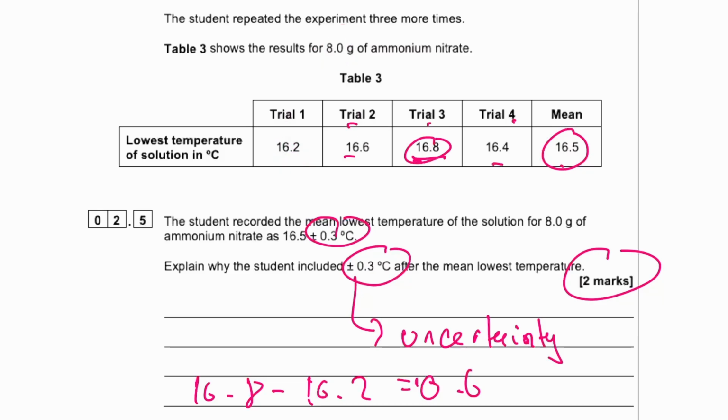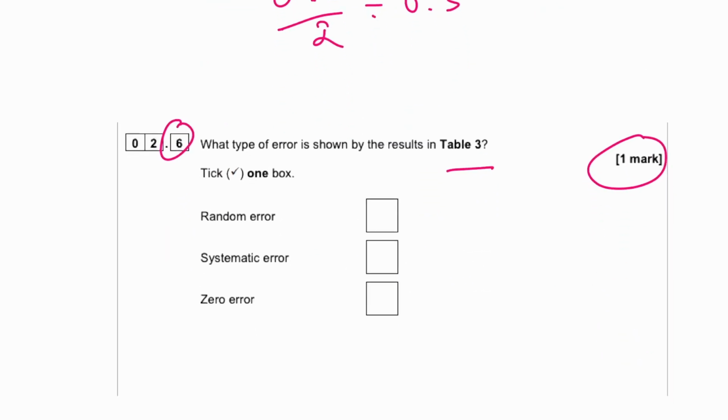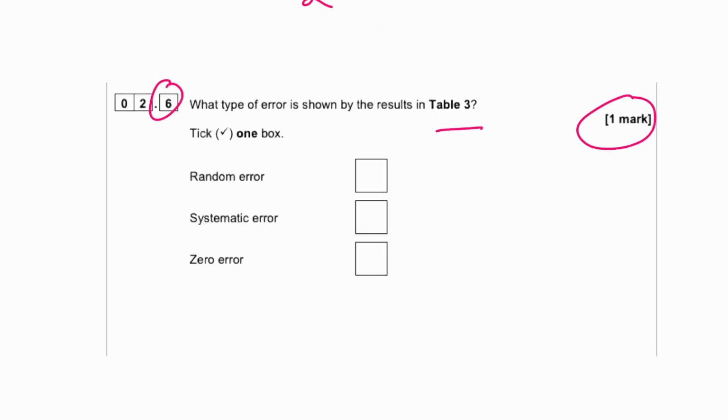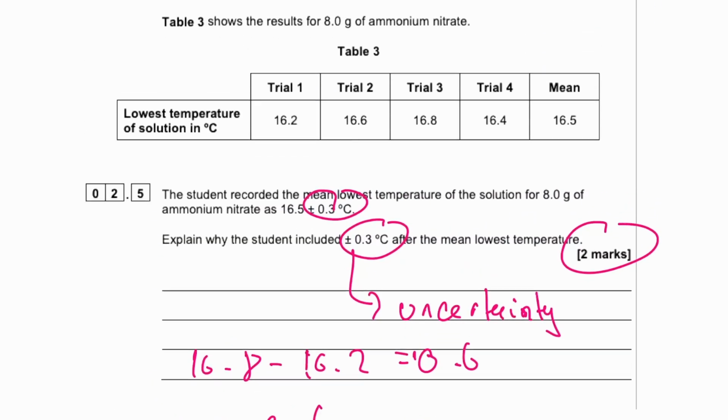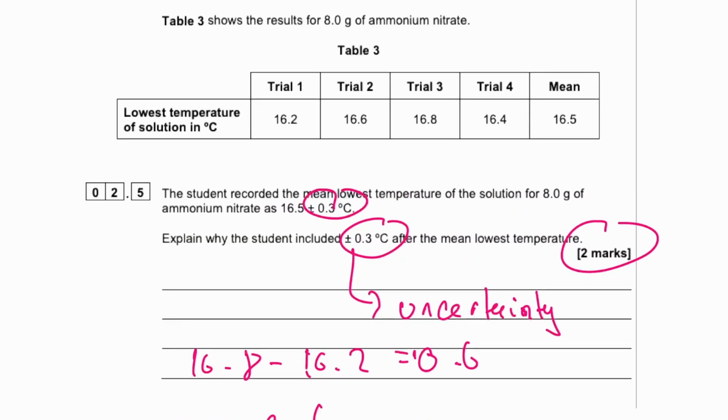I'll just clean it up, give you a good view, and just looking at this, what do you think the error is? It is multiple choice actually, so it should be a little bit simpler. It's either random error, systematic error, or zero error. And we can see here from the table, this can't be zero error.